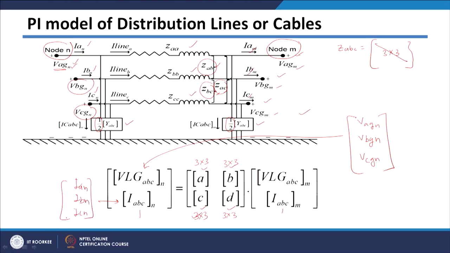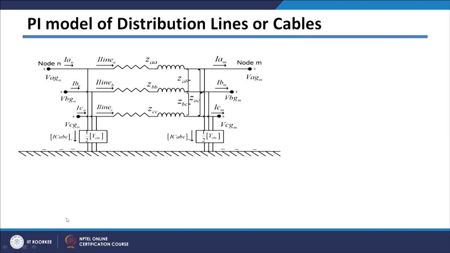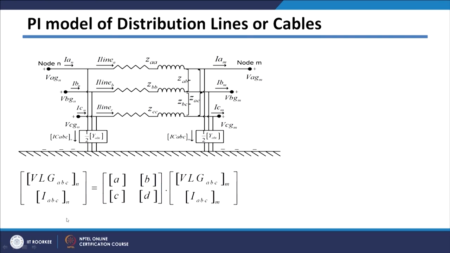So, it will be actually a 3 by 1 matrix. Let us see how we can get this ABCD parameter for this pi model. We have already seen ABCD parameters for the transmission line, however, in that case the line was just one line, where we have modeled it with two capacitances, or admittance Y by 2, admittance Y by 2, and then Z impedance between the line.